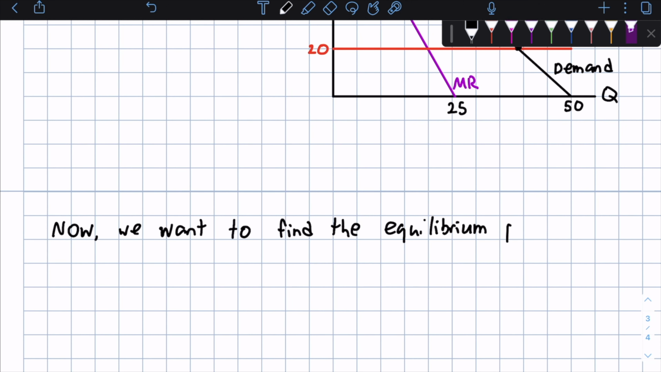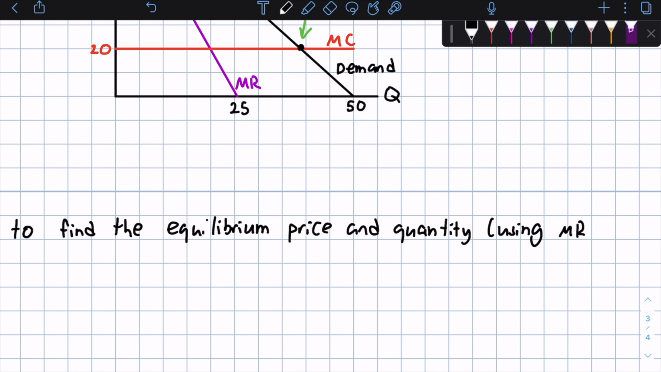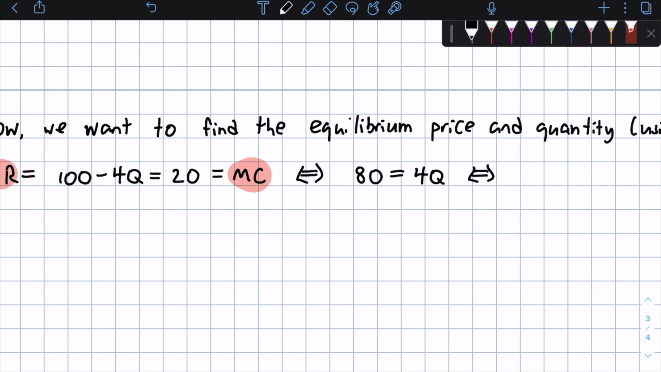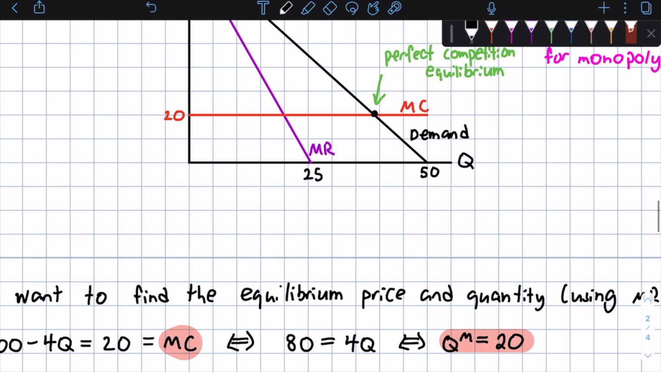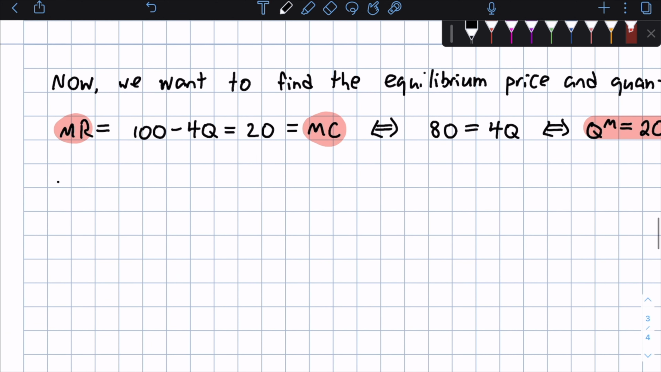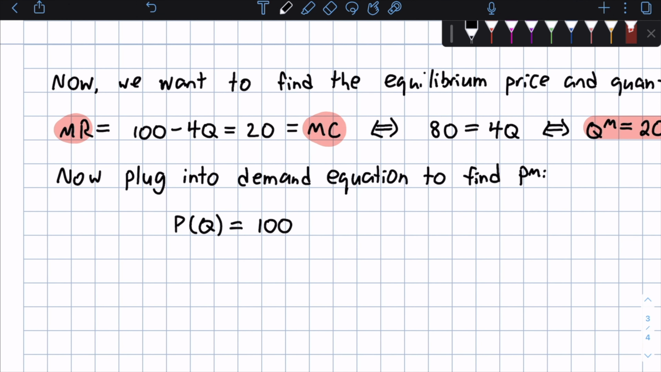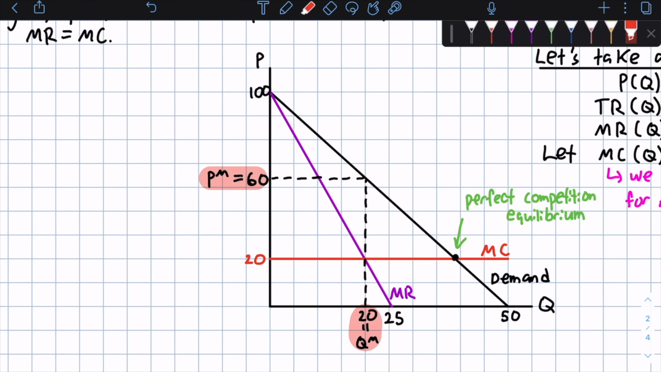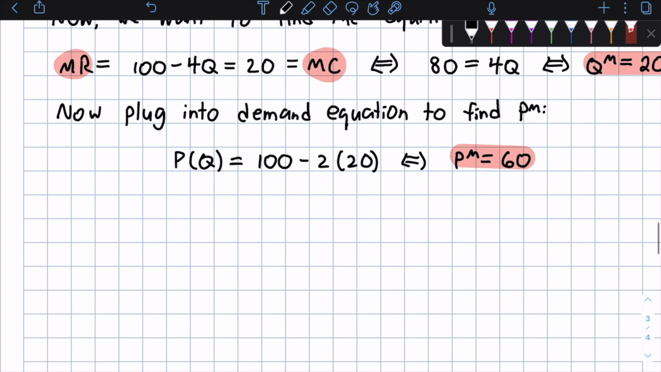And now we want to find the equilibrium price of quantity using that marginal revenue equals marginal cost. So here I've set that up. You can see that marginal revenue equals marginal cost. And we solve for QM first, which is just the Q. And we can see that equals 20. And then you can draw this on the graph right where those intersect, the marginal revenue and marginal cost. So now we can also plug this into the demand equation to find the price. And that will give you 60. So there, now we've found the equilibrium price and quantity.